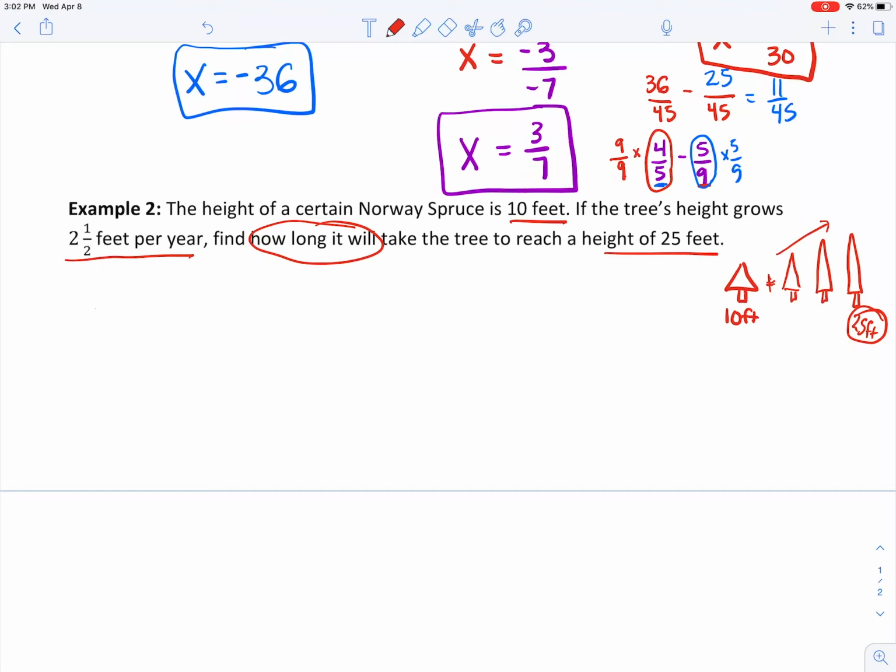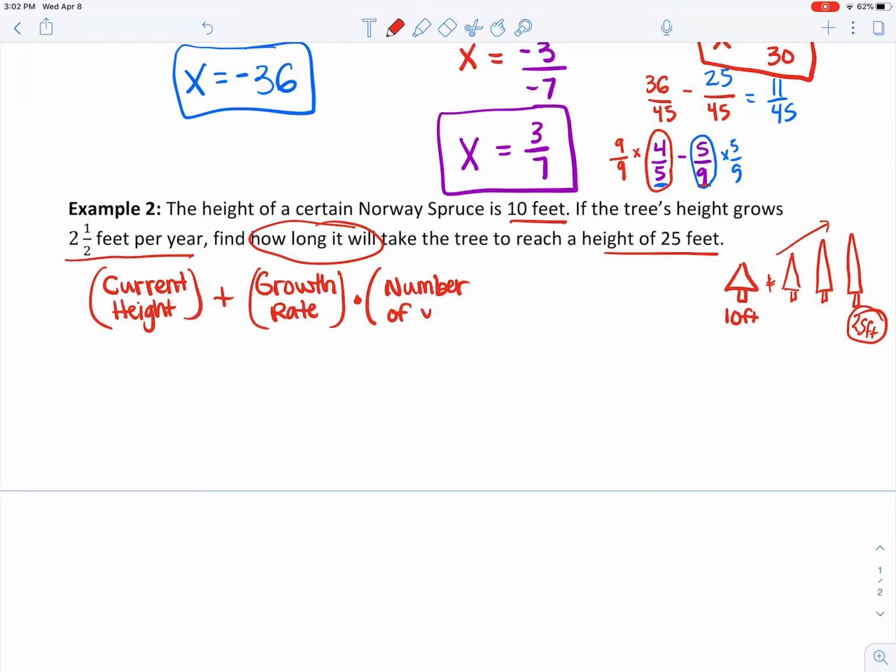So what this looks like in kind of a word equation is we have our current height plus our growth rate. So that means how much it's growing, and then times the number of years, which is really what we're trying to find. We don't know that yet. And then that's going to equal our new height. Okay, so let's put some numbers in here.